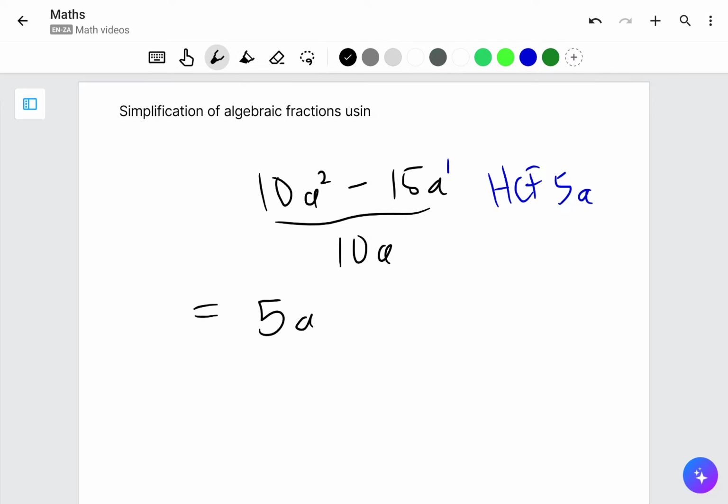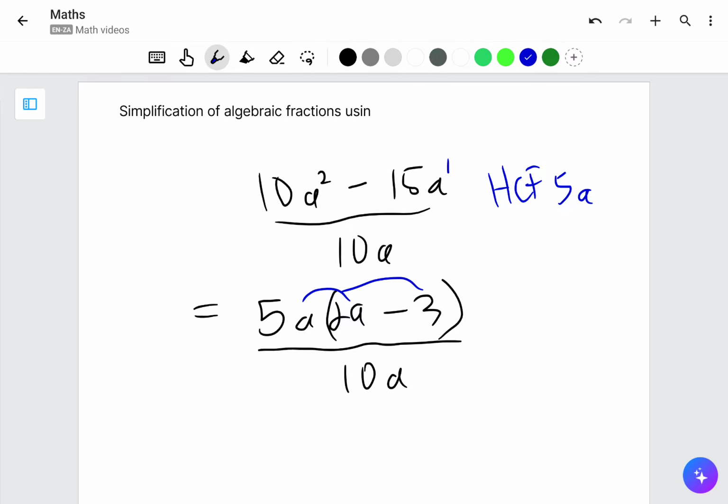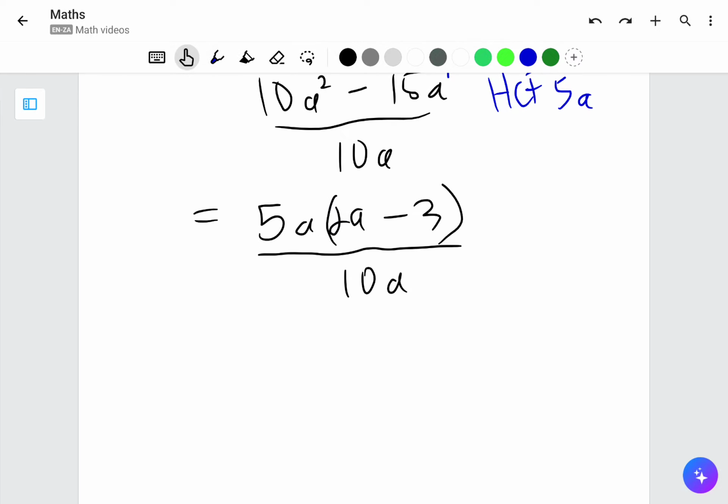If I take out a 5a, I'm left with a 2a minus 3, over 10a. We can quite clearly see there that 5a times 2a is 10a squared, and 5a times minus 3 will give you 15a. So we successfully got this far.